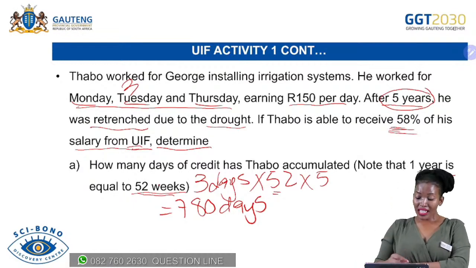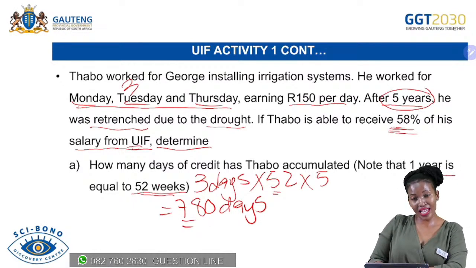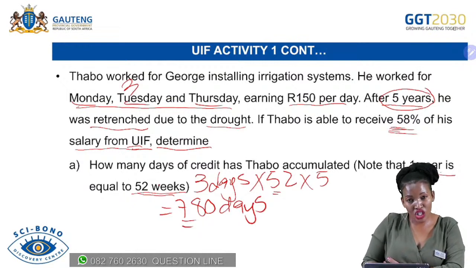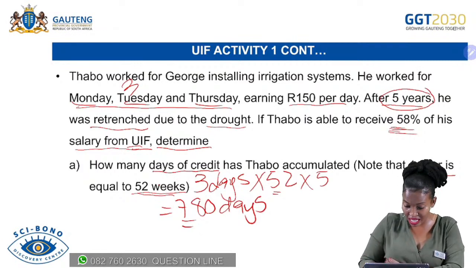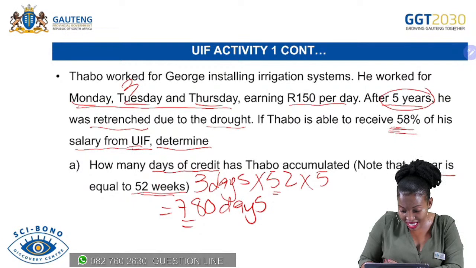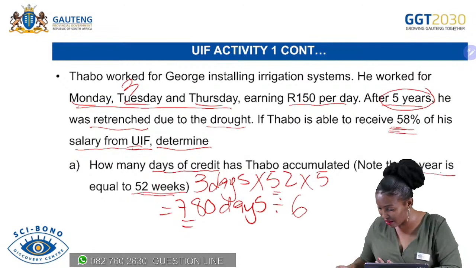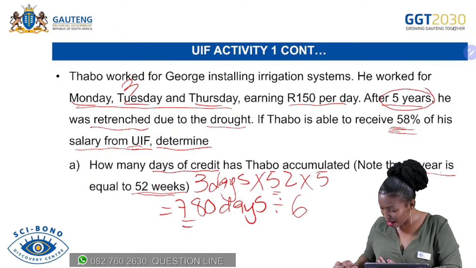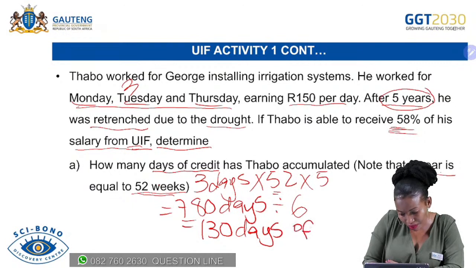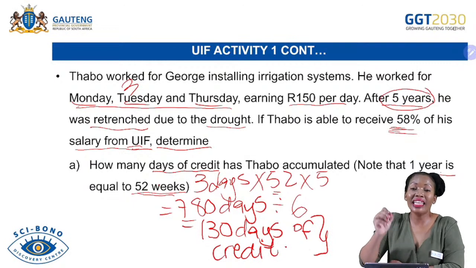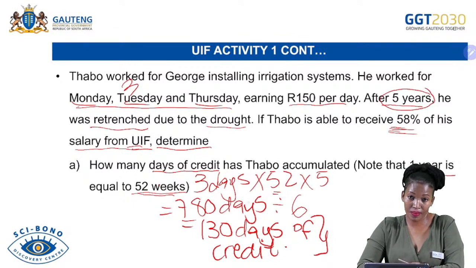So guys, these are the days that he worked in total for those 5 years. But this was not the question. The question wants the days of credit. So he's going to qualify for how many days? This is where you take your 780 days and then we divide it by our value, which is what? Which is 6. So 780 divided by 6. So in total, he actually has 130 days of credit. So if he's going to claim his UIF, he will only get UIF for 130 days.